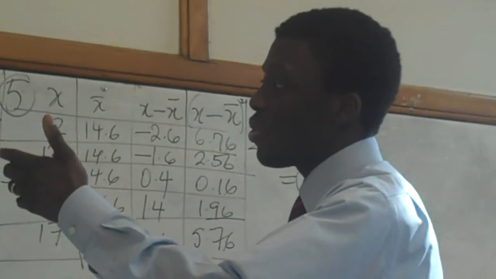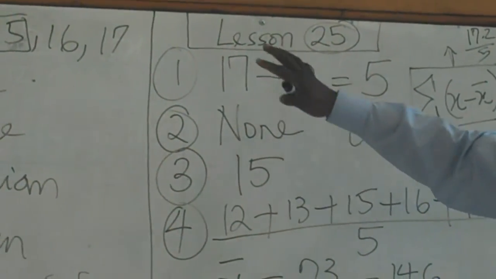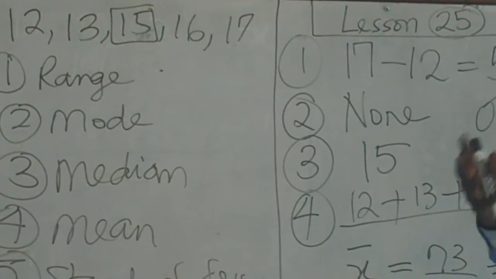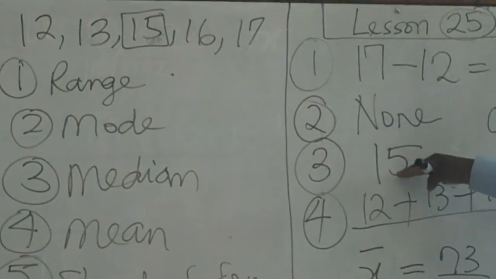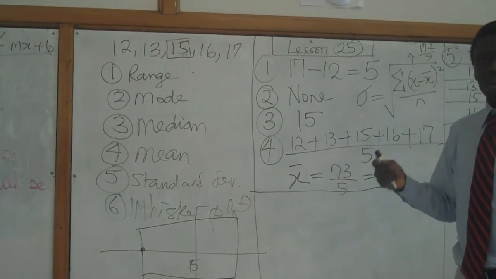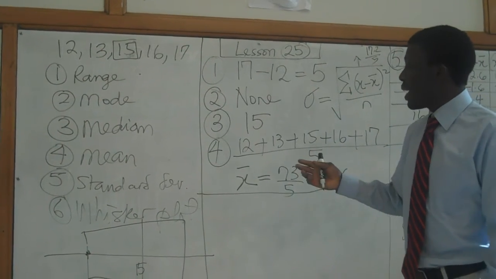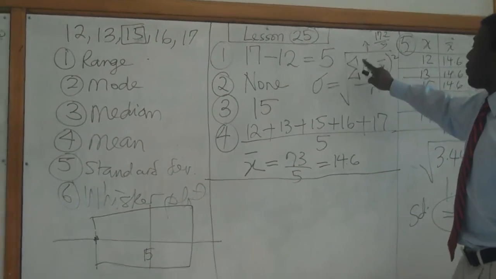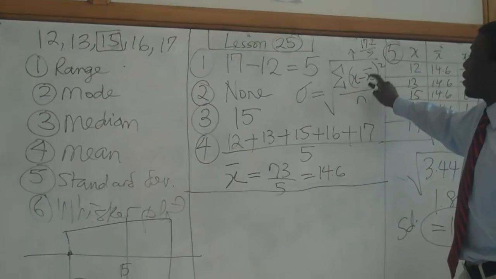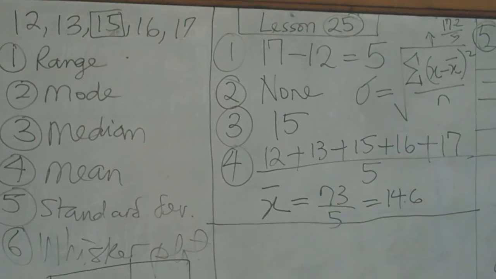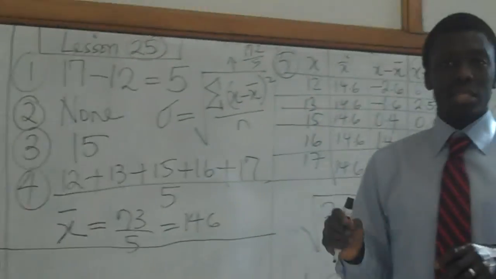I hope that you've learned how to find the range, which is simply the highest number minus the smallest number. The mode, which is dependent on how many times a certain number occurs. The median, which is the middle term. The mean, which is all the numbers added divided by the number of terms involved. And the standard deviation, which is the square root of the summation of x minus the mean squared divided by n. Take it one step at a time and you should be able to handle problems in statistics.